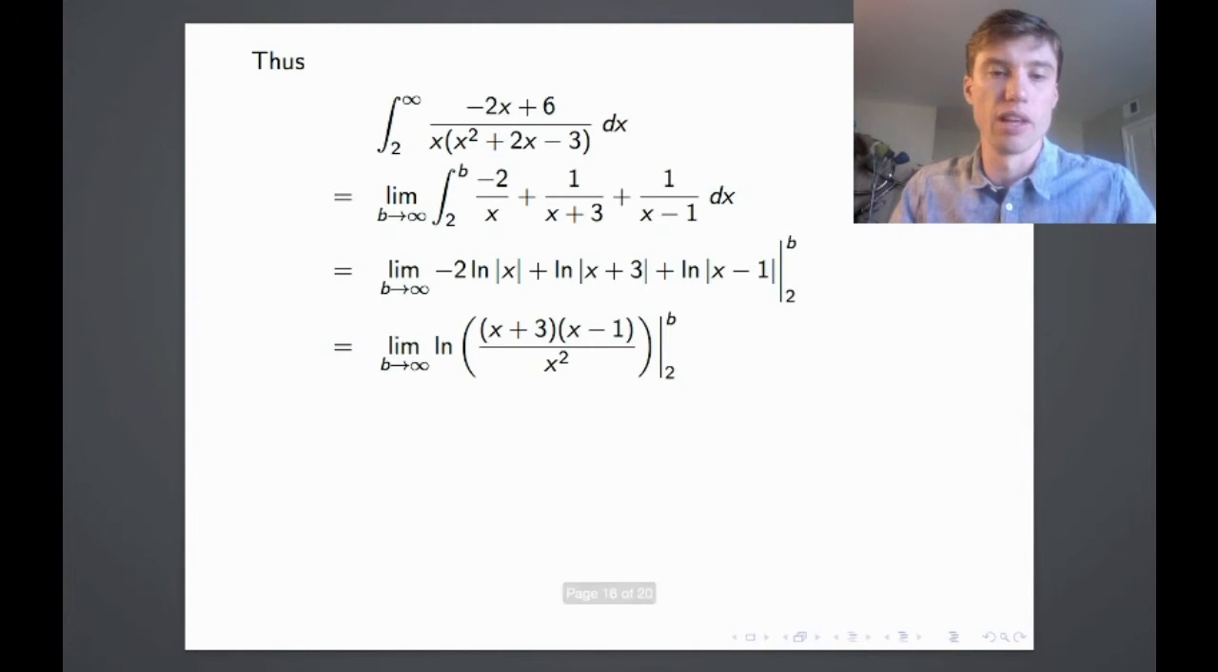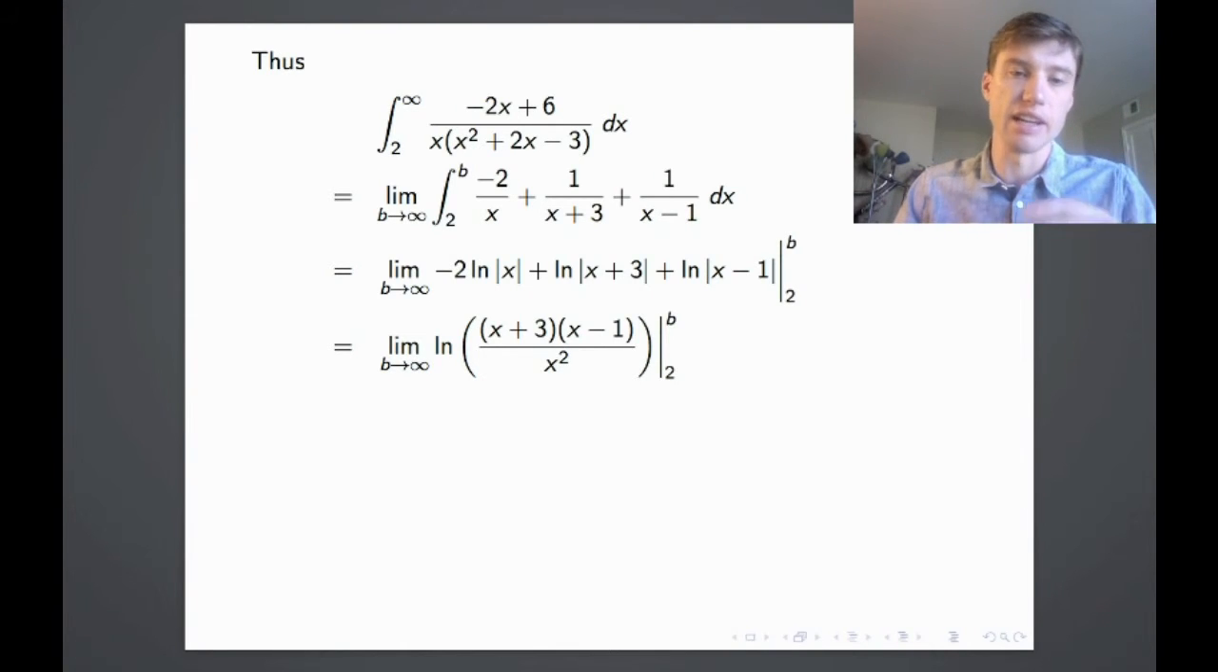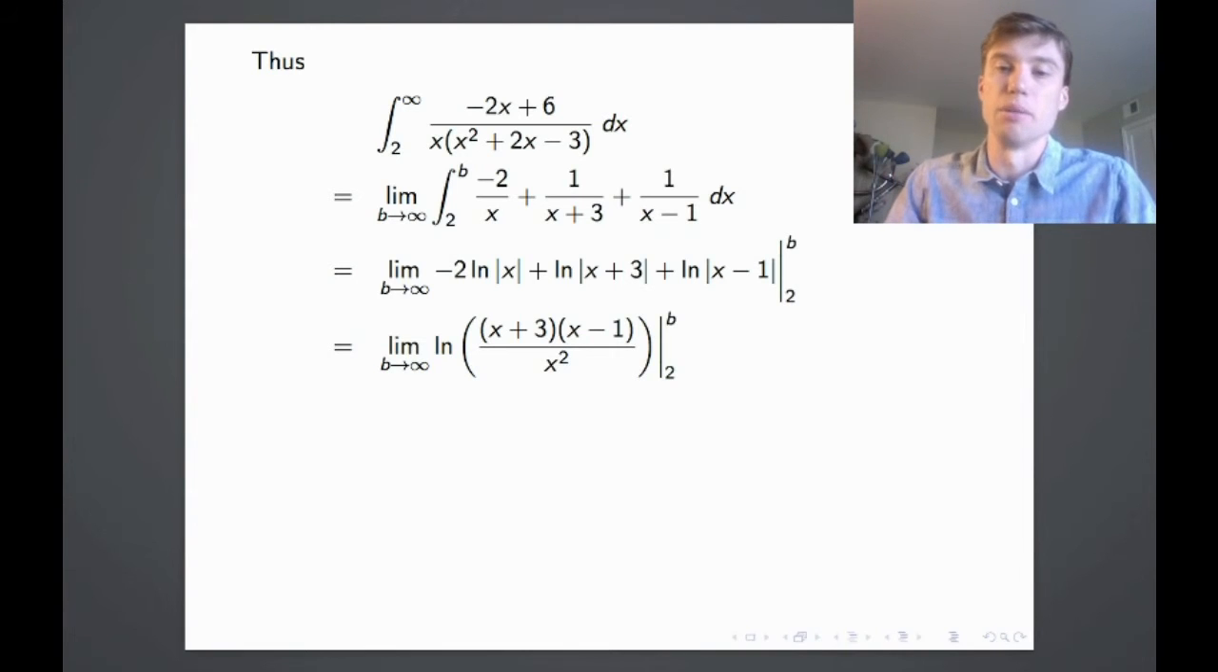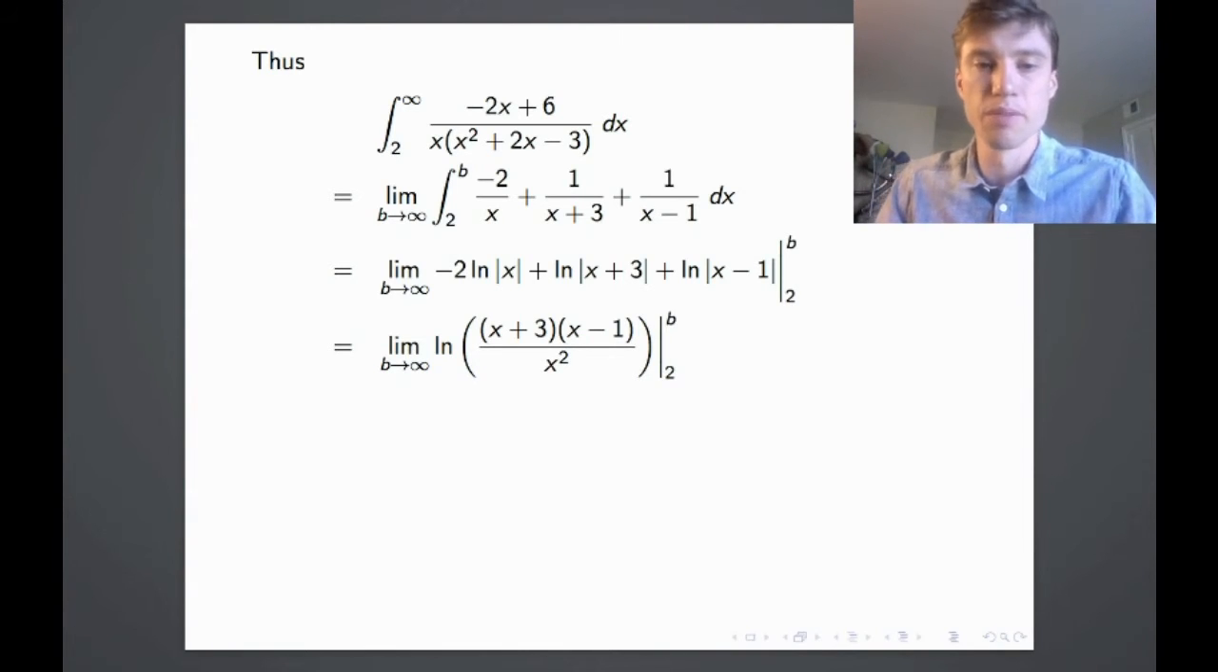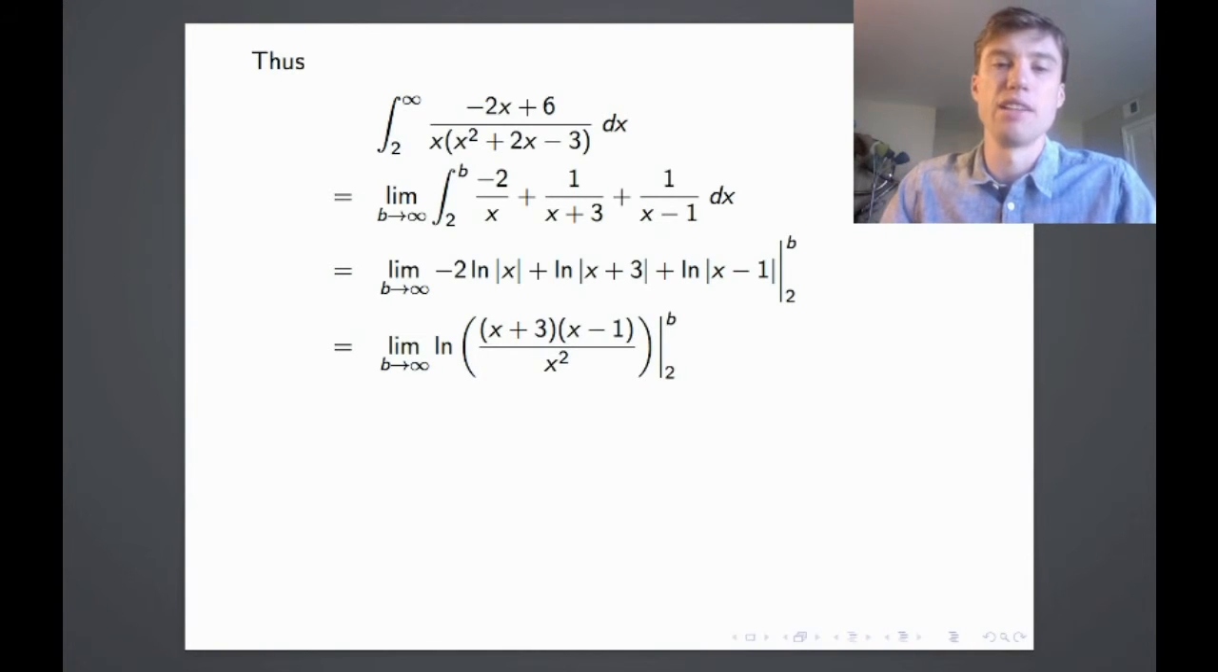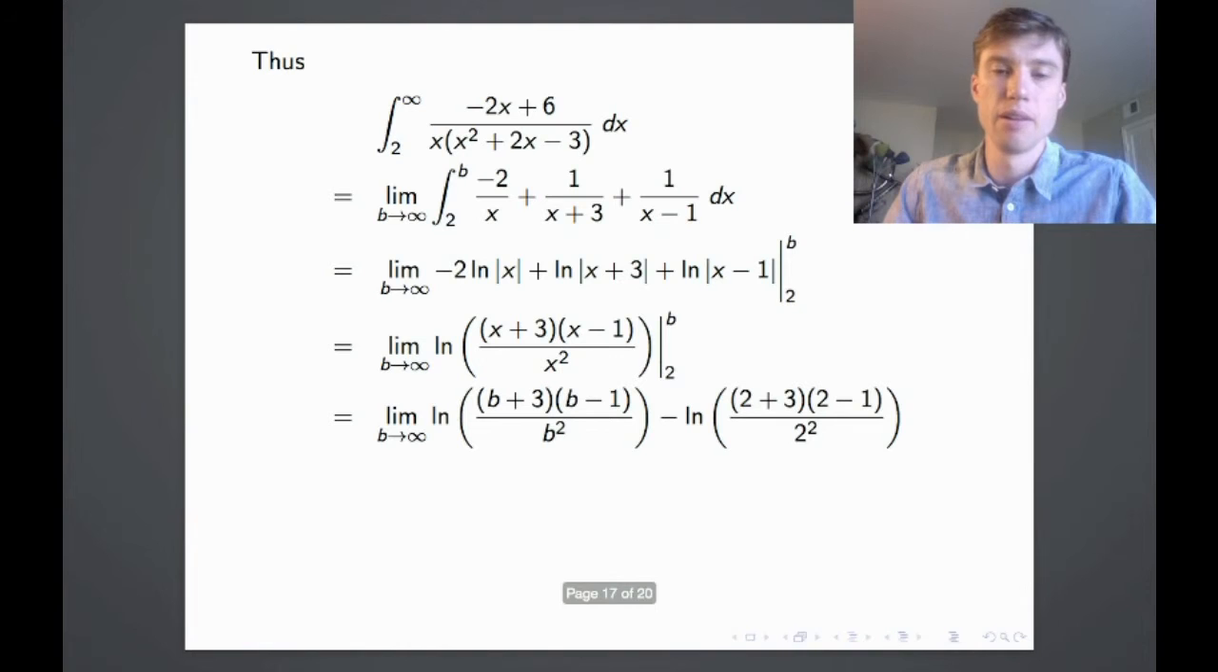For doing so, let us take a moment to simplify this expression. We'll remove the absolute values as we are dealing with all positive values, and we will combine the logs into a single expression. So notice that the negative 2 log x contributes an x to the negative 2, and the x plus 3 is in the numerator and the x minus 1 is in the numerator due to the positive constants associated with these logs. Now we have simplified the expression. We can evaluate it from 2 to b and take the limit.